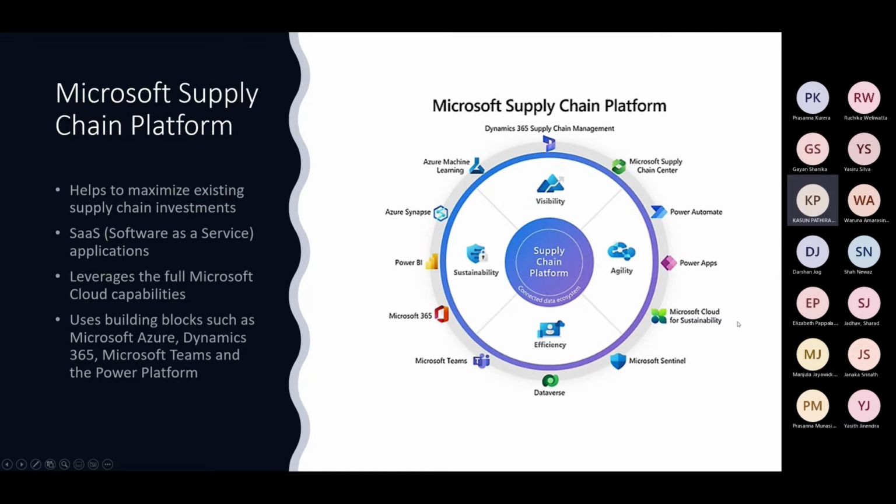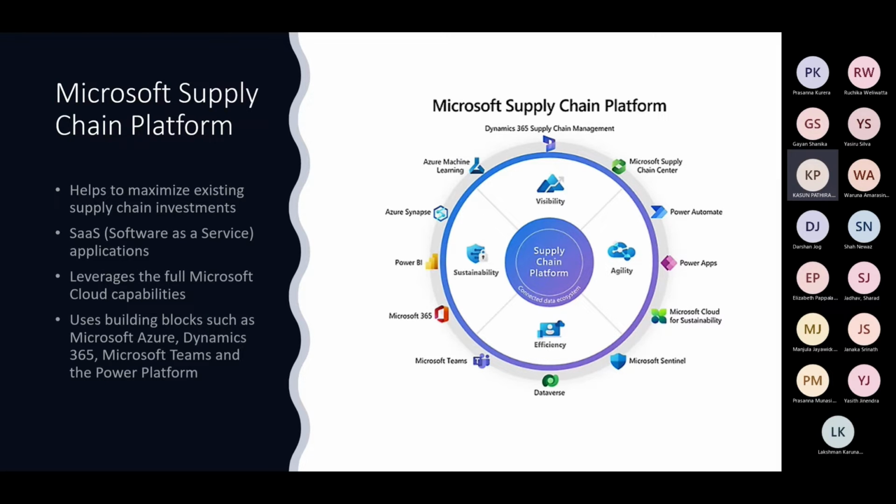So the Cloud for Sustainability is actually empowering organizations to accelerate sustainability progress and business growth by bringing together a set of environmental, social, and governance capabilities across the Microsoft Cloud. That's what's called ESG: environmental, social, and governance, which we were discussing earlier. And so that really helps, right?